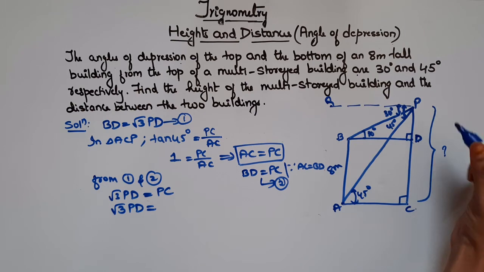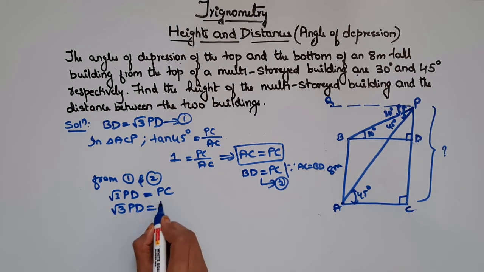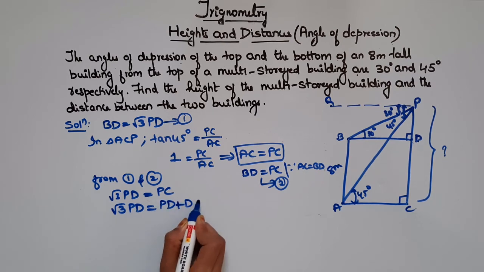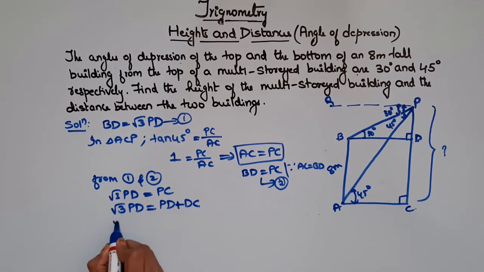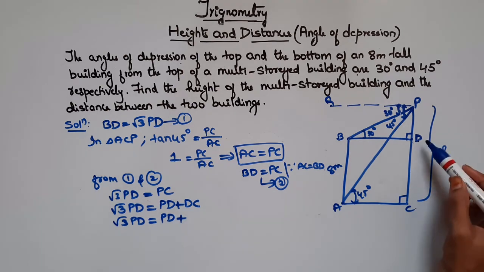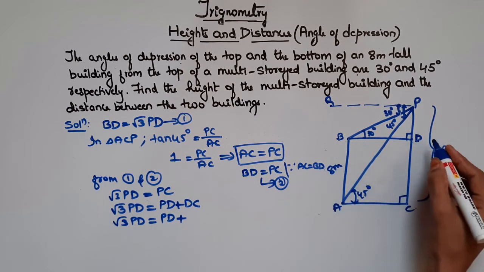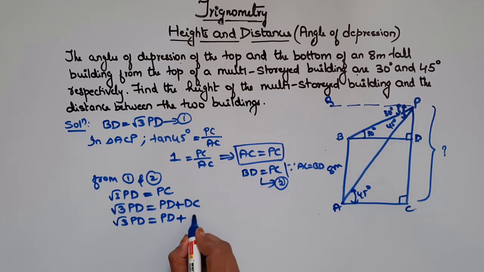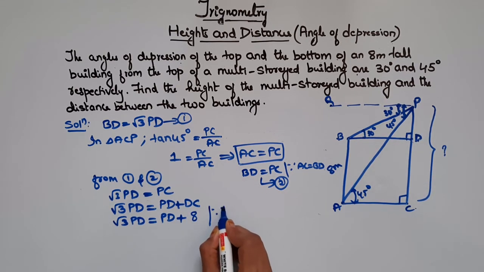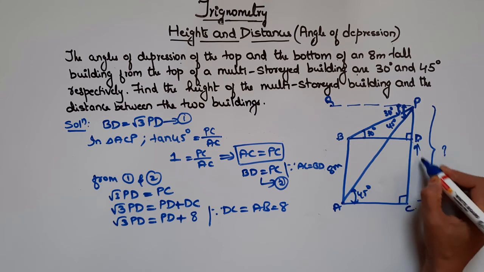What is PC? PC is nothing but PD plus DC. So PC we can write as PD plus DC, right? So now we have root 3 PD is equal to PD plus DC. What is DC? DC is equal to AB. So AB is 8 meter. So therefore DC is 8 meter, since DC is equal to AB, which is equal to 8 meter.